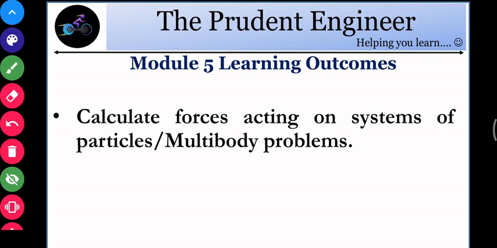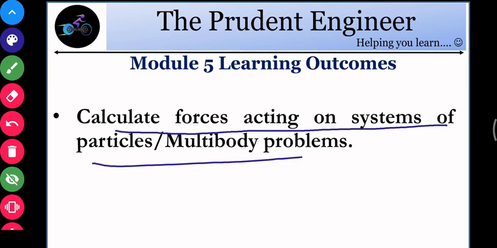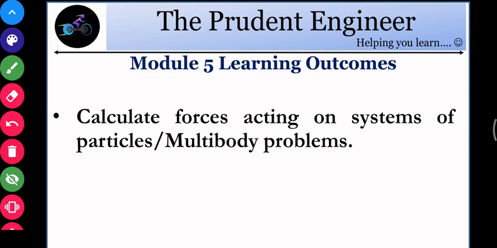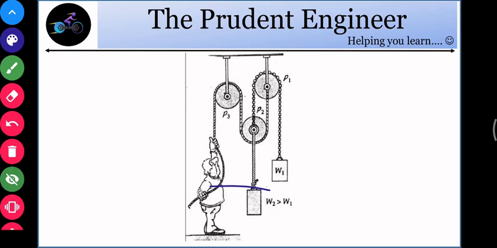Hello people. In the last module we discussed system equilibrium, and in this module we will take an example and calculate the forces acting on a system of particles to find the static equilibrium equations. Okay, so let's go for the example. This is a typical example I have taken from a book.